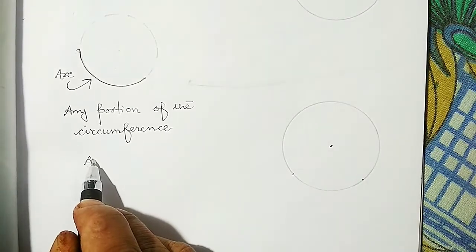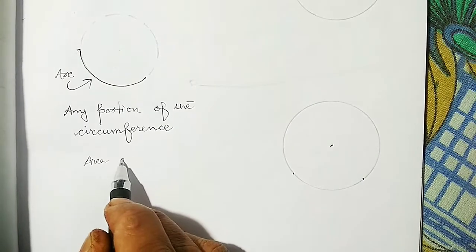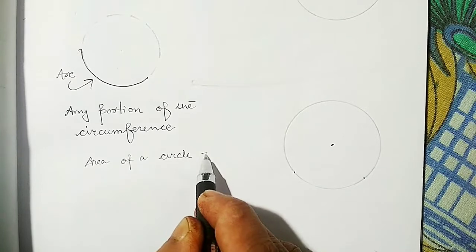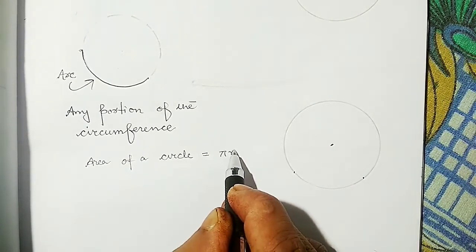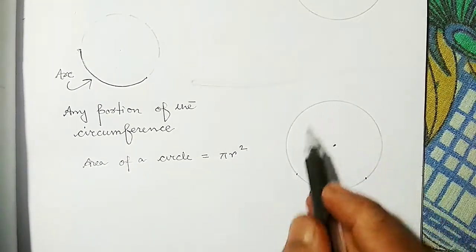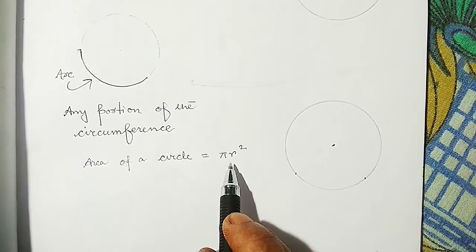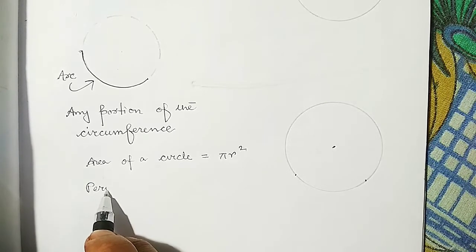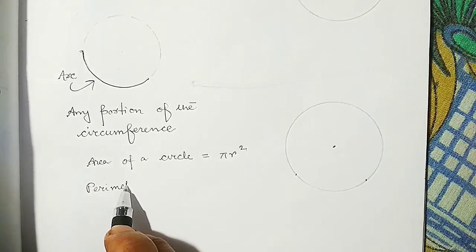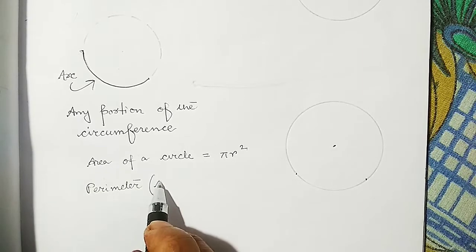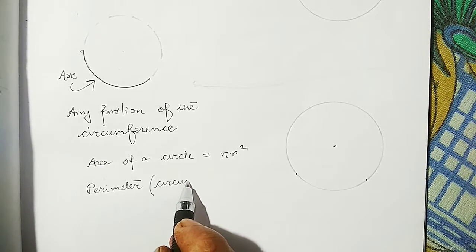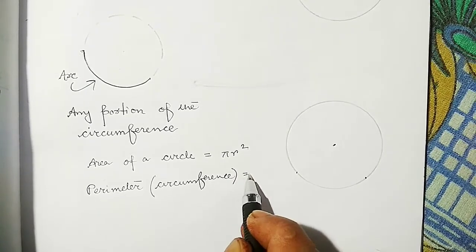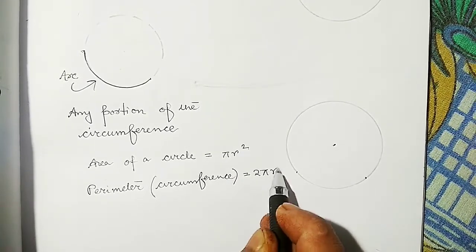The area of a circle, this is the first formula of this chapter. Area of a circle is pi r square, where r is the radius of the circle. And the perimeter of a circle is also known as circumference. So perimeter, or you can say circumference, is equal to 2 pi r.